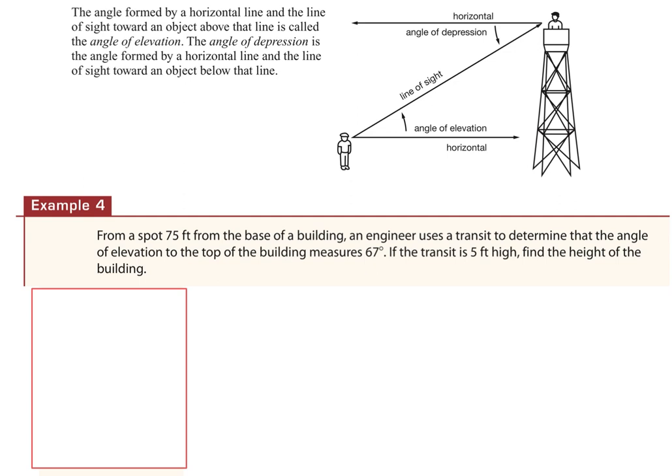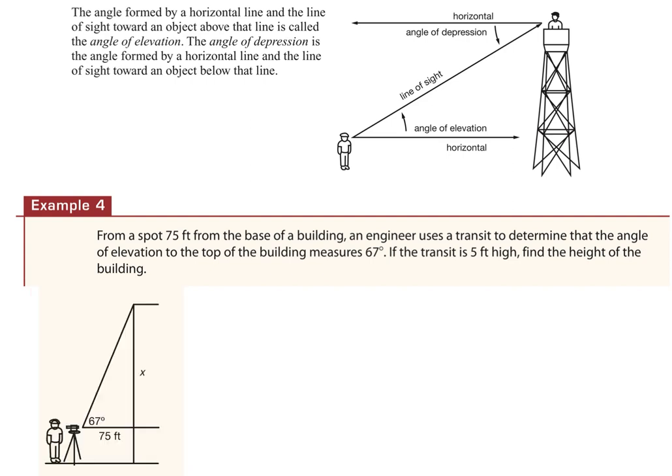So when you look at this from a spot 75 feet from the base of a building, an engineer used a transit to determine the angle of elevation to the top of the building measures 67 degrees. If the transit is 5 feet high, find the height of the building, all right? So the first thing you want to do with these is draw a picture, all right? 75 feet from the base. That's a key word. That's the base of your angle, okay? Angle of elevation from here then is 67 degrees, all right?